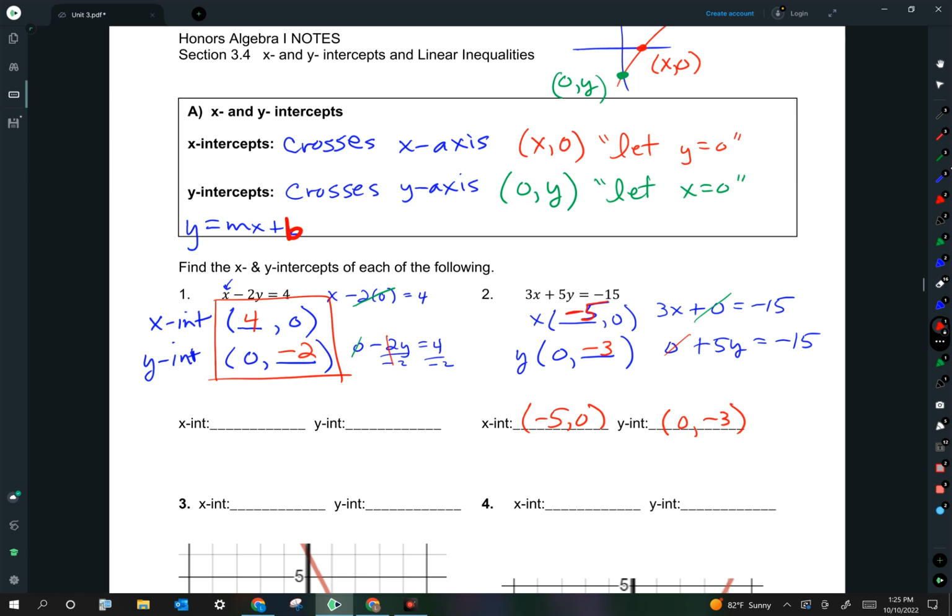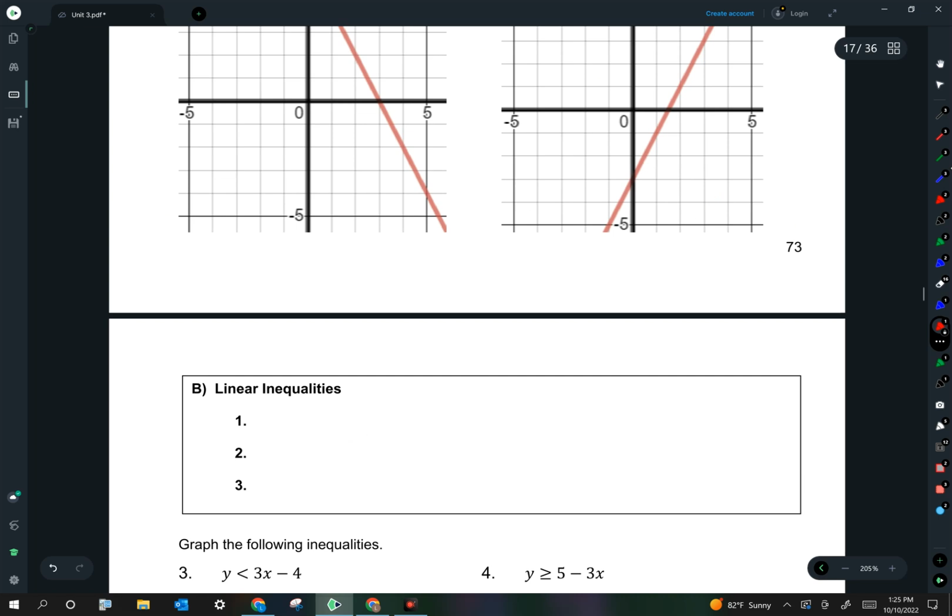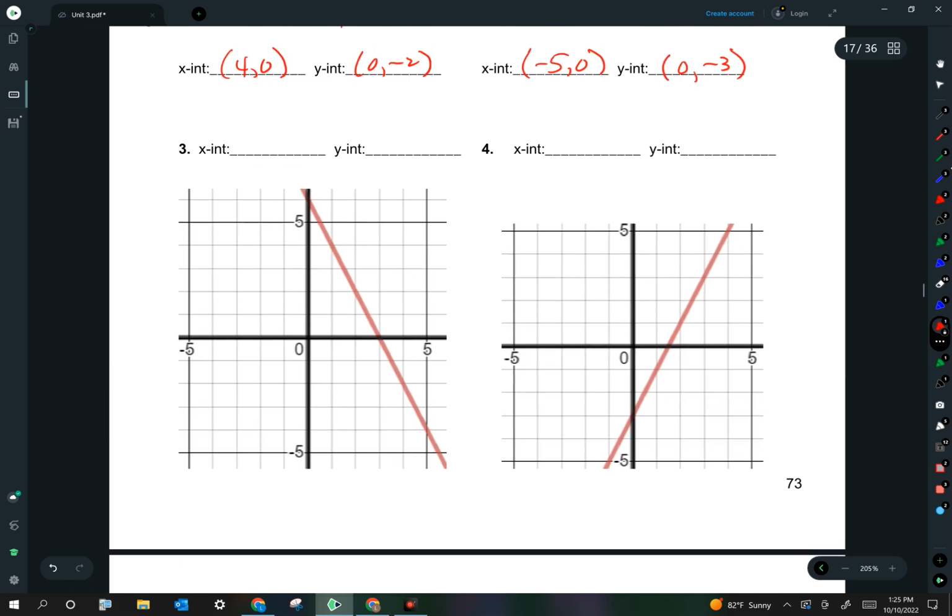And then let's see, we had (4, 0) and (0, -2). Okay. When I look at it on the graph, I can just look at the axis, right? If I want the x-intercept, where does that line cross the x-axis? Well, isn't that at the point (3, 0)?